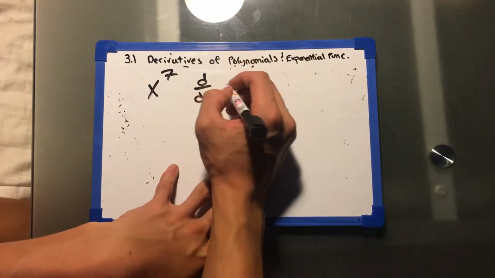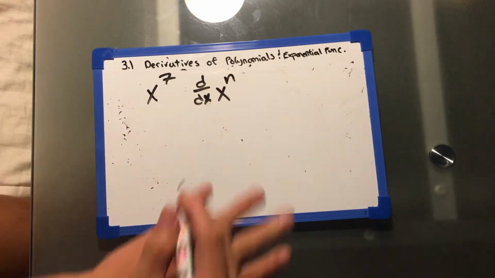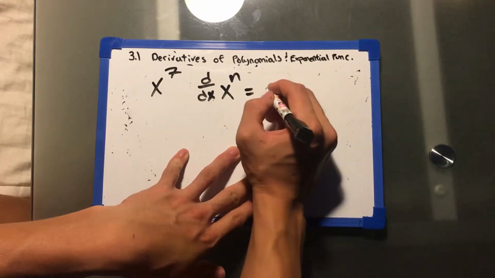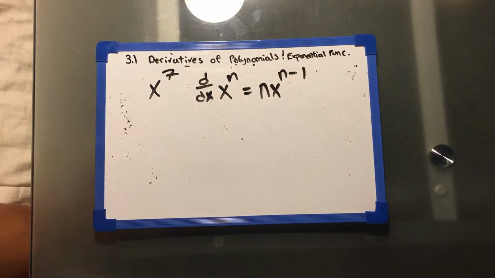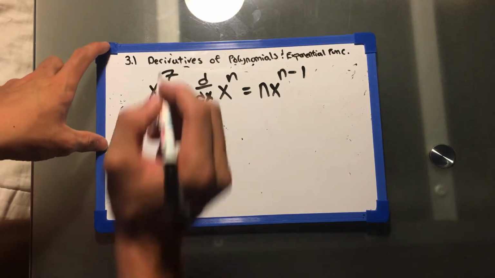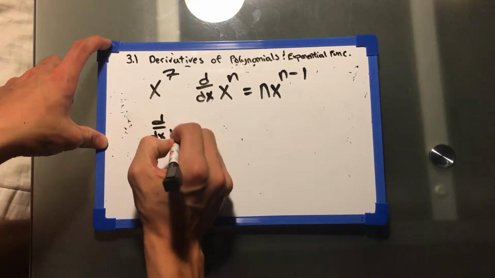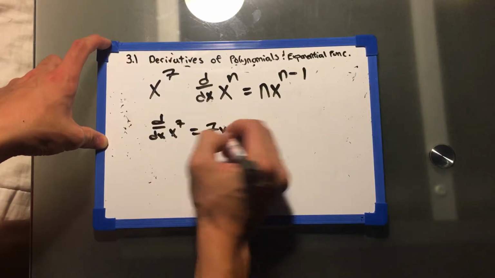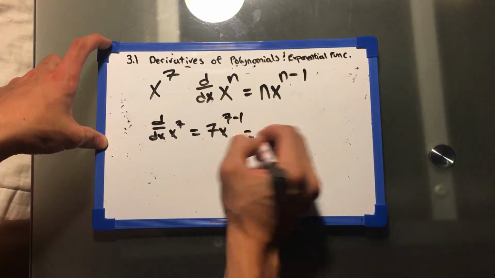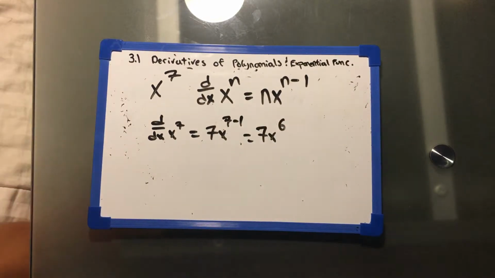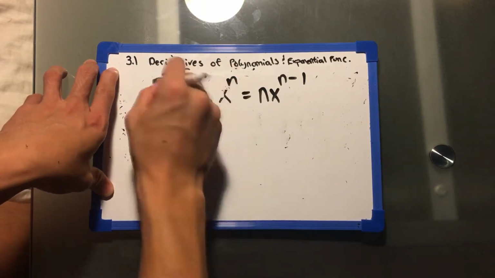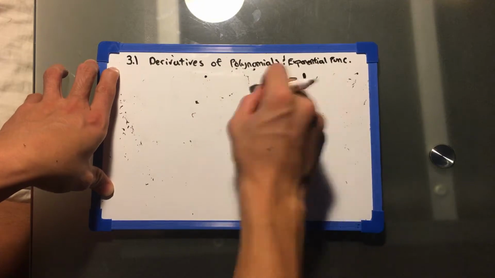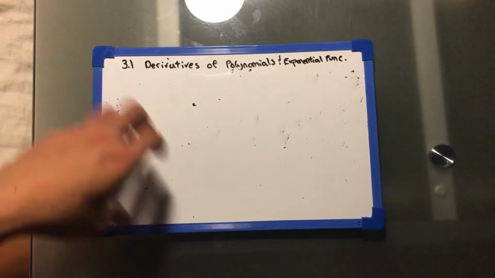The power rule states that the derivative of any x to the nth, using the power rule, would be n times x to the n minus 1. That's the power rule. An example, still using x to the 7th: the derivative of x to the 7th would be 7x to the 7 minus 1, which is 7x to the 6th. Kind of simple. You just have to memorize that, bring down the n, and remember to do n minus 1.